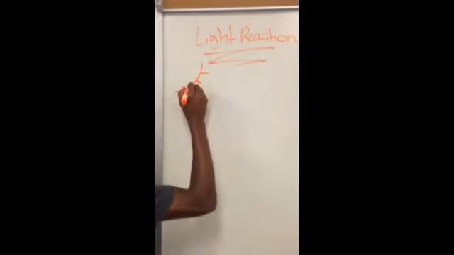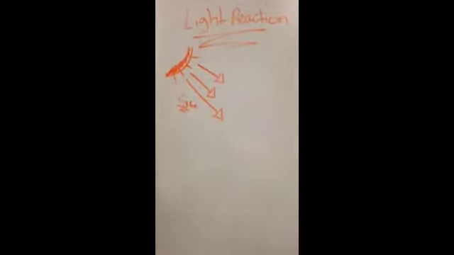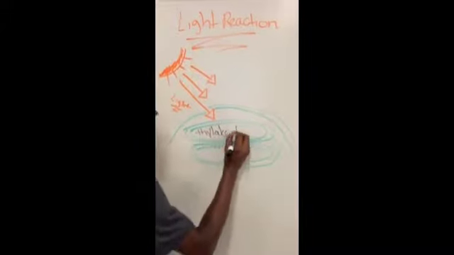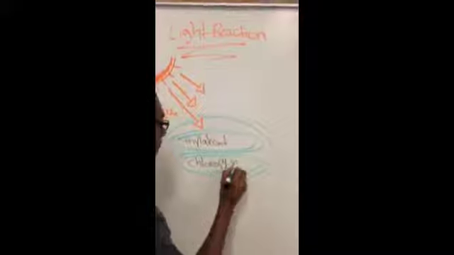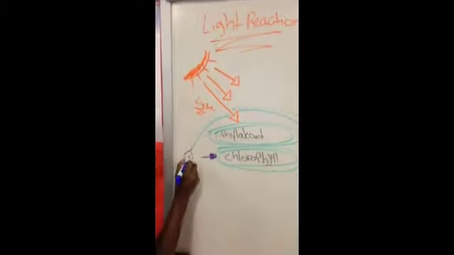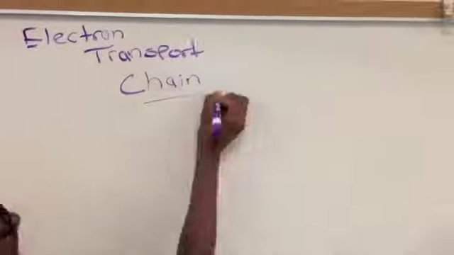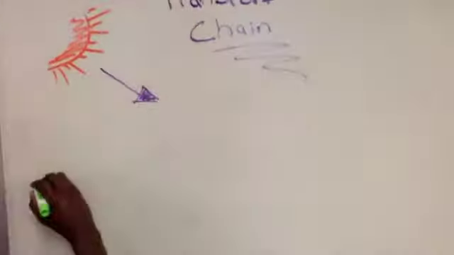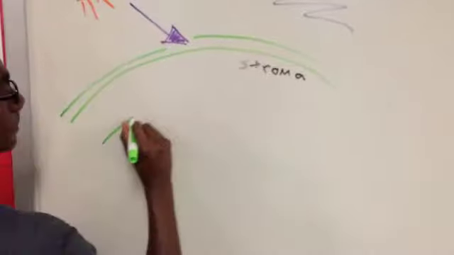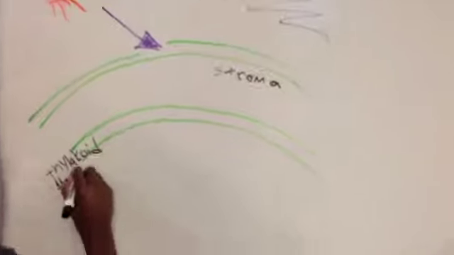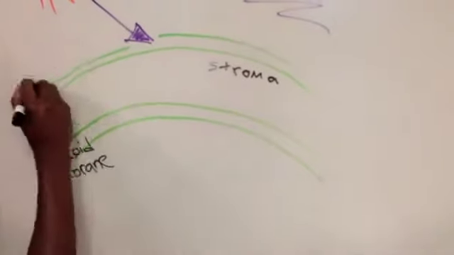The light reactions of photosynthesis, which take place in the thylakoid membrane of the chloroplasts, require light and water and have carbon dioxide as the end product. The electron transport chain occurs in the stroma of the thylakoid membrane. The stroma is similar to the cytoplasm in other cells.